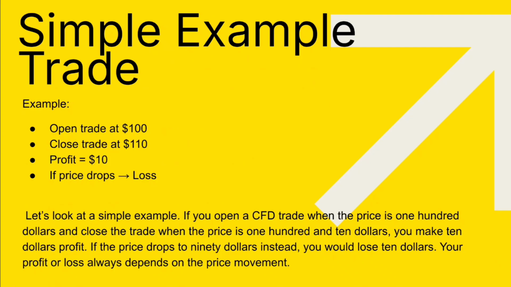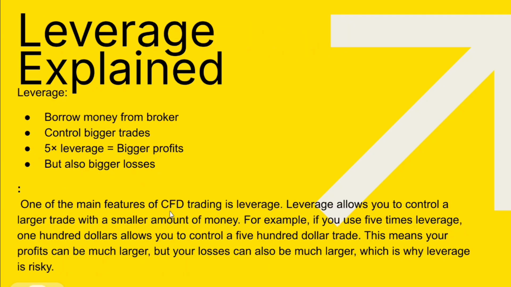Now here is a simple example of a CFD trade. Let's say that I was to open a trade at $100. If I was to close this trade at $110, my profit is $10. However, if the price had dropped, let's say instead the price has gone from 100 to 90, I would have actually made a loss. So looking at this simple example, if you open a trade when the price is at $100 and close when the price is at 110, you make $10 in profit. And again, if it was to drop, you're going to lose those $10. So your profit or loss will always depend on the price movement.